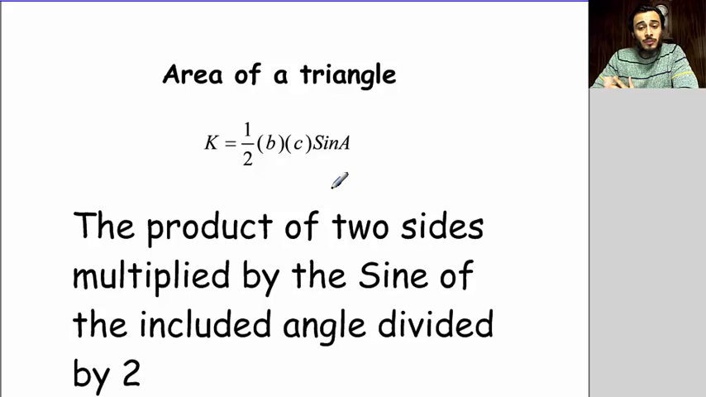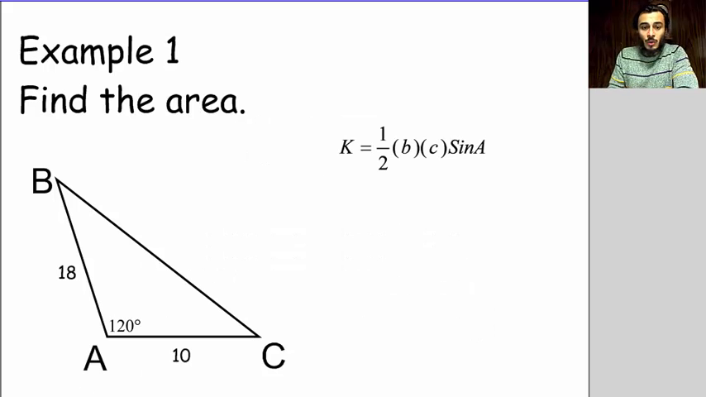And we can put this formula in words, and we can say that the formula for the area of a triangle is also the product of two sides multiplied by the sine of the included angle divided by 2. So another way to write it, you could just say K equals 1/2 BC times the sine of A. All right, so let's put this formula in action with our example here.